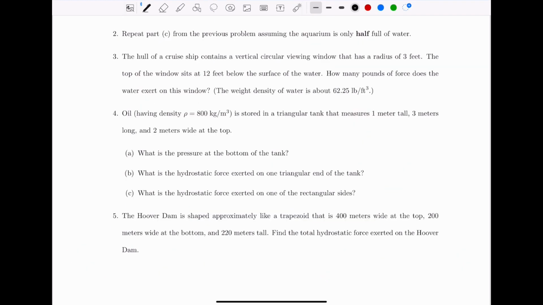Let's solve example 4. Here we have a triangular tank that is filled with oil, and we're told that it is 1 meter tall, 3 meters long, 2 meters wide at the top. We want to know, first of all, what is the pressure at the bottom of the tank? We will compute the hydrostatic force on one triangular end, and then we'll compute the hydrostatic force exerted on one of the rectangular sides.